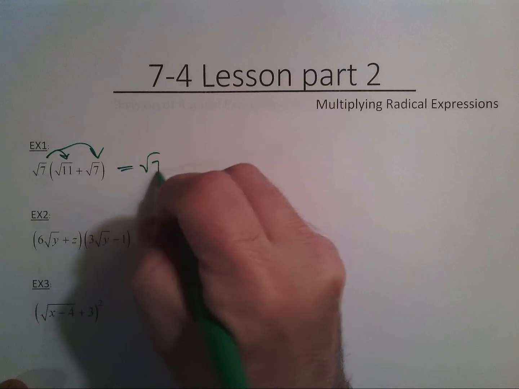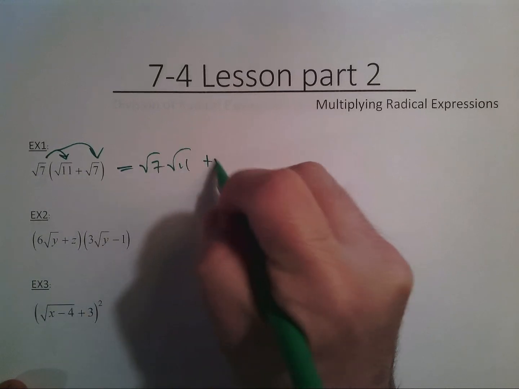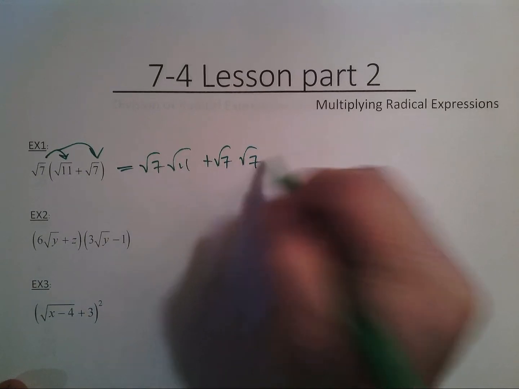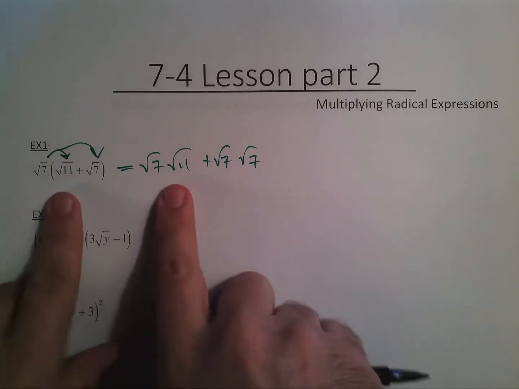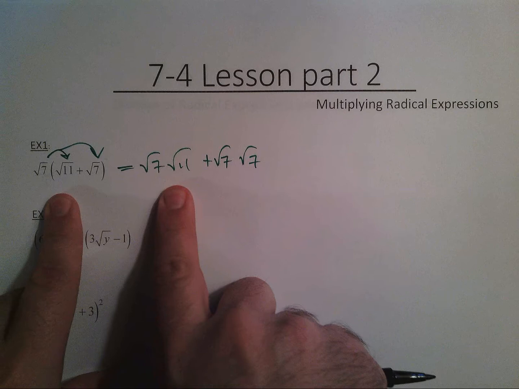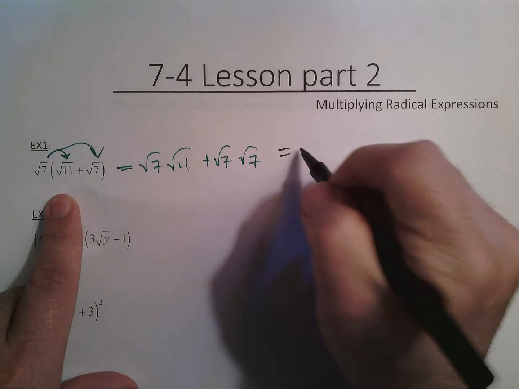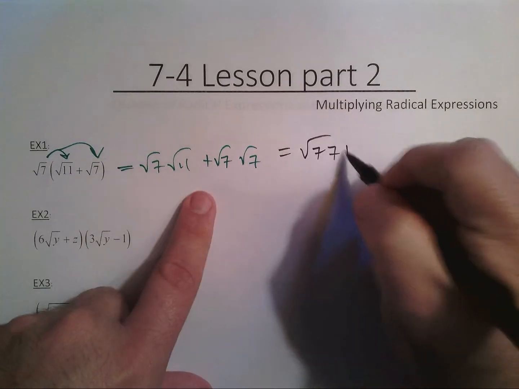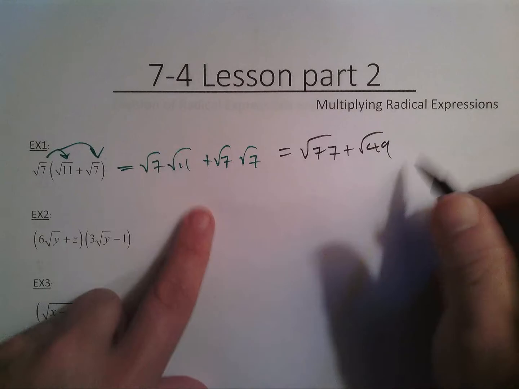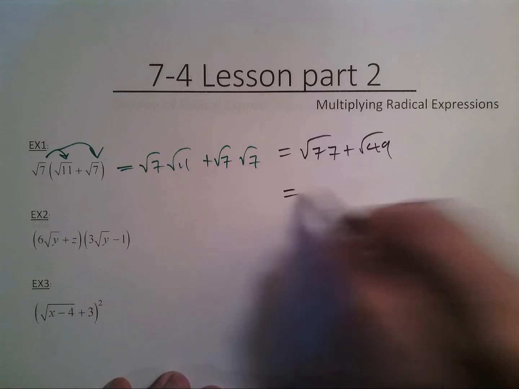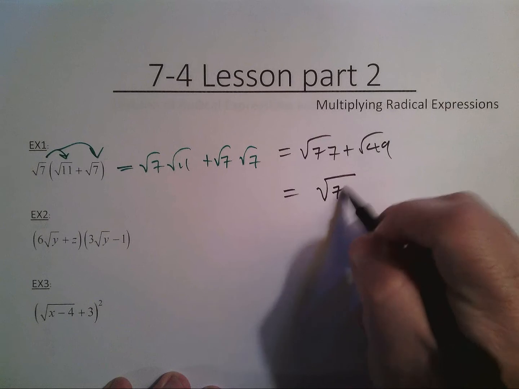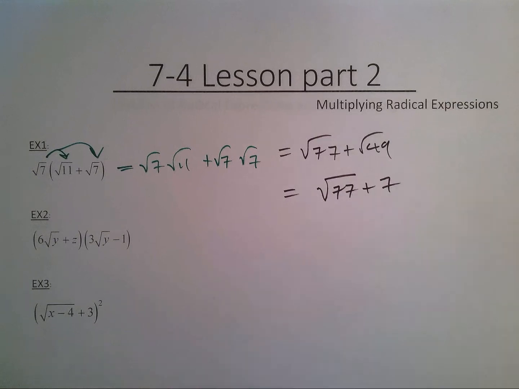So I end up with root 7 times root 11 plus root 7 times root 7. Now, I would have done this in my head. I know I have to multiply the guts of the radicals together. So this should have been root 77 plus root 49. Oh, but can't 49 be simplified? Yes, 49 is 7 times 7. So my cleaned up answer is the square root of 77 plus 7.